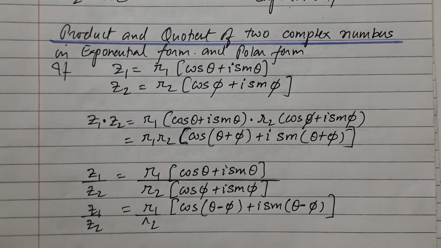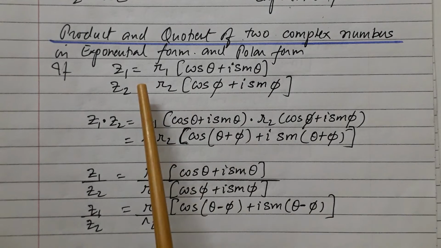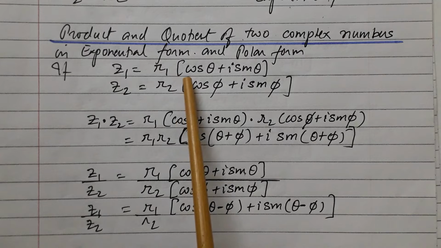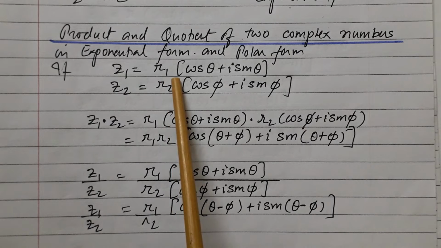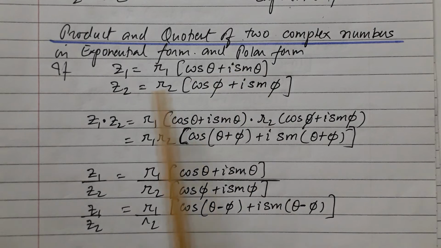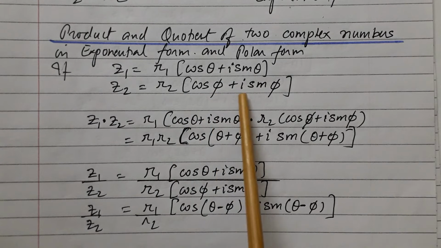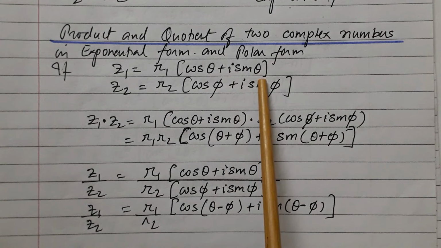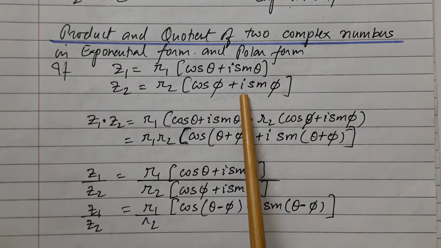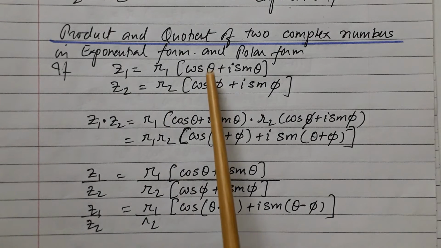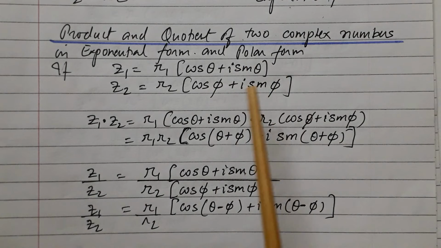Now, if you are taking the product of any two complex numbers, then it would be best that you convert them into polar form, because if you convert them into polar form, multiplication becomes very easy. Now imagine z1 is equal to r1 (cos theta plus i sin theta), and z2 is r2 (cos phi plus i sin phi). These are two different complex numbers. So r1 and r2 are not the same and the angle is not the same. One has the angle theta, another one has the angle phi.